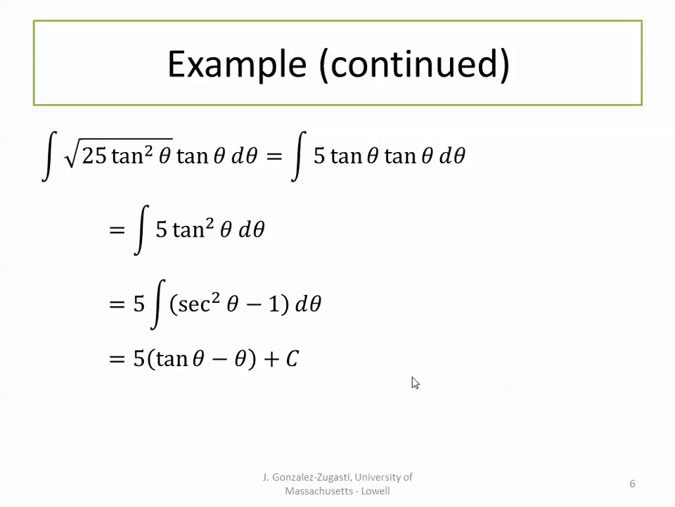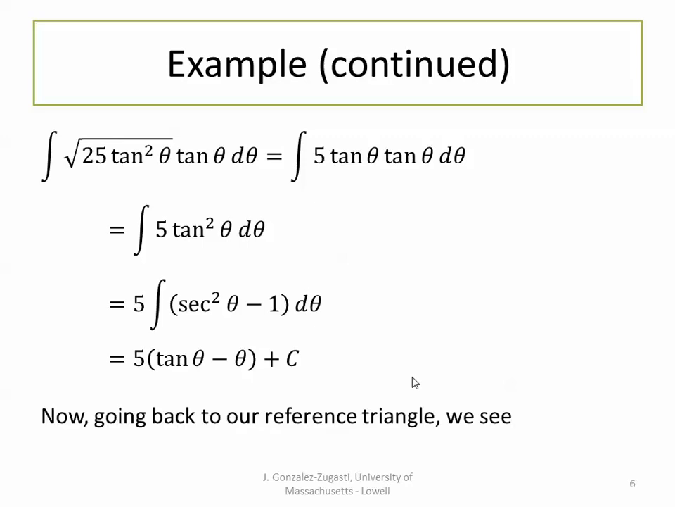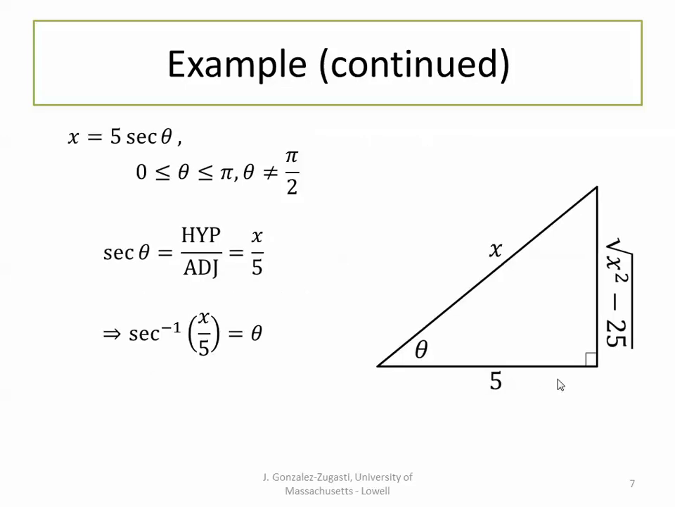So now all that's left to do is to rewrite this answer in terms of x. And to do that, we go back to our reference triangle. So let's look at our reference triangle again. I need to find out what tangent of theta is equal to. Well, tangent of theta is opposite over adjacent. So opposite was the square root of x squared minus 25. Adjacent was 5. So we get tangent of theta is equal to the square root of x squared minus 25 over 5.